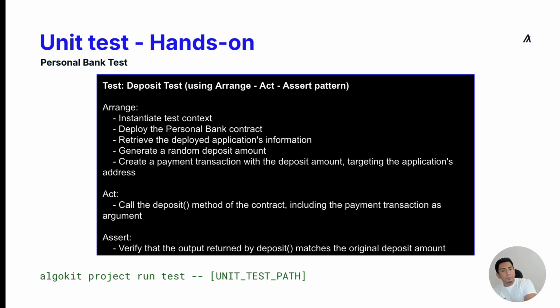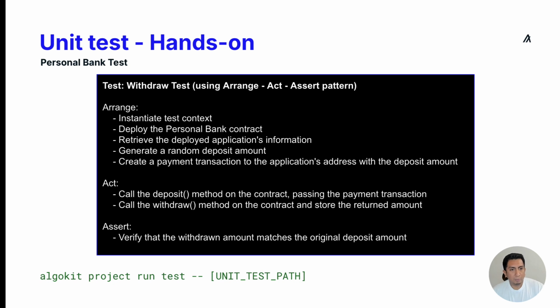Then you will call the deposit method of the smart contract, and you will include the payment transaction you just created as a parameter. Once you call the deposit method, you have to verify or assert that the output from the deposit method is the same as the random number generated. If both are the same, the test will pass. That's basically a pseudocode for creating a test for deposit. Of course, this is only pseudocode. We will see in the next video how to implement this in code.